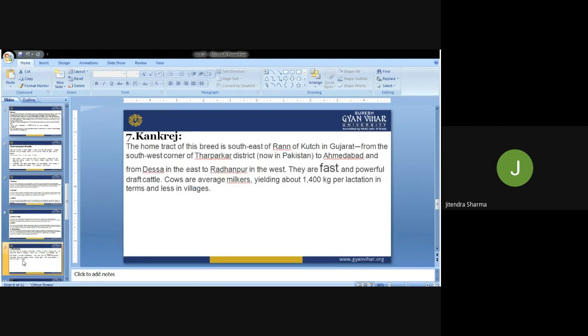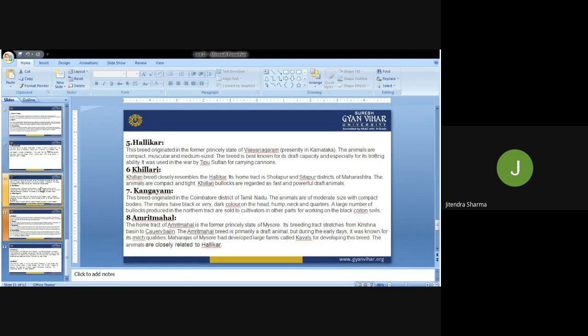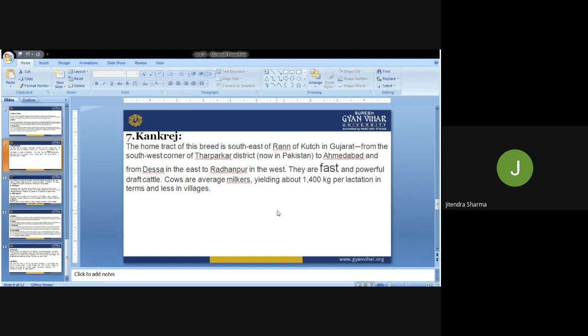Now we have the last important breed, which we call the dual purpose breed, that is Kankrej. The home tract of this breed is southeast of the Rann of Kutch in Gujarat, from the southwest corner of Tharparkar district, now in Pakistan, to Ahmedabad, and from Disa to east Adanpur in the west. They are fast and powerful draft cattle. Cows are average milkers, yielding about 1400 kg per lactation in towns and less in villages. So these are the few breeds which we call the dual purpose breeds.